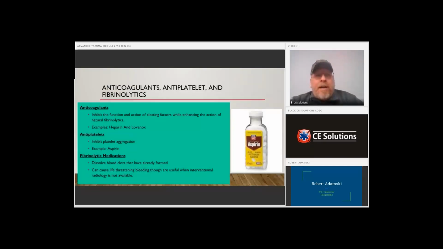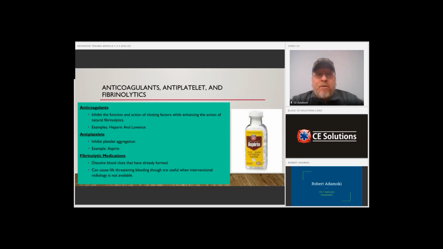Now, we have other types of drugs that we're going to use for various conditions that also involve the cardiovascular system. We have anticoagulants, that inhibit the function and/or action of clotting factors that we talked about, while enhancing the action of natural fibrinolytics. An example of an anticoagulant would be heparin.